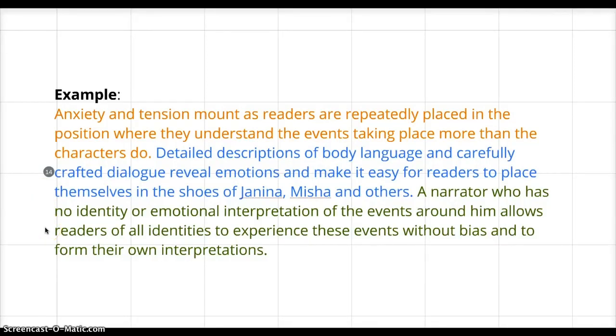Finally, my last body paragraph was about the unique choice of narrator. So here's the sentence that I'm going to use to synthesize the whole point of that third body paragraph. A narrator who has no identity or emotional interpretation of the events around him allows readers of all identities to experience these events without bias and to form their own interpretations. That's the major understanding I came to at the end of that body paragraph. So those are going to be the 3 sentences that come after I restate my thesis, because they synthesize my 3 main points.